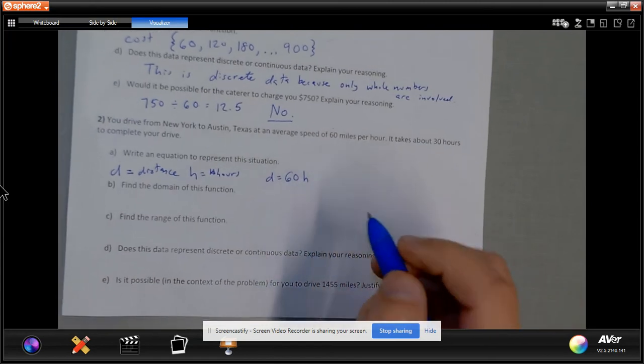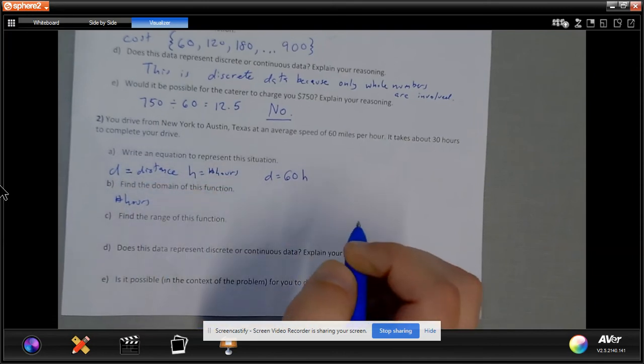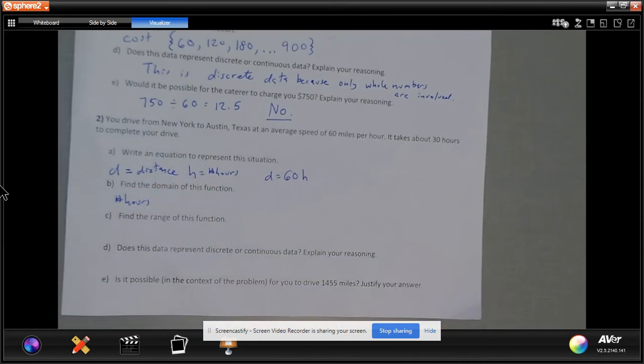Okay? All right, domain, which is going to be the number of hours. Now we have to talk again about if this is discrete or continuous. Now, when you're driving, the amount of time, the distance, does it just have separate numbers, or does it increase gradually and hit every decimal in between? In this case, it hits every fraction in between. You can drive for 1 hour, you can drive for 1.2 hours. Time gets broken up into little bitty fractions, and so does distance.